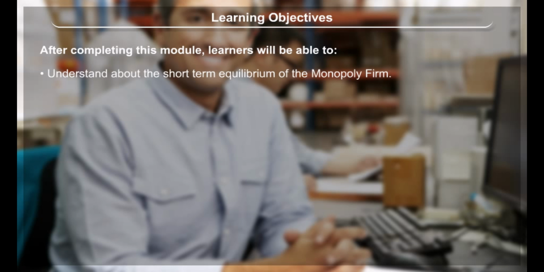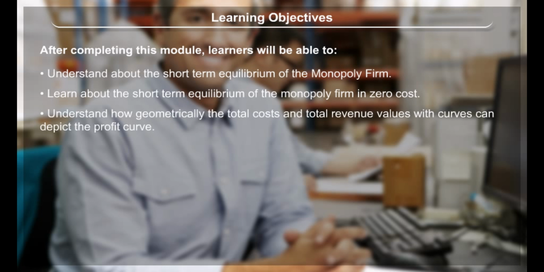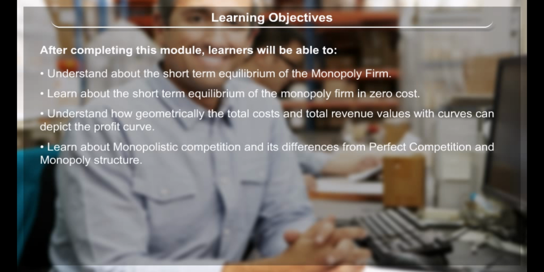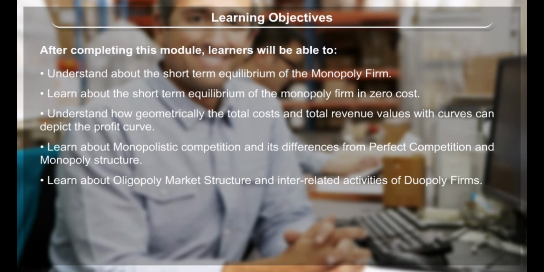Understand the short-term equilibrium of the monopoly firm. Learn about the short-term equilibrium of the monopoly firm in zero cost. Understand how geometrically the total costs and total revenue values with curve can depict the profit curve. Learn about monopolistic competition and its differences from perfect competition and monopoly structure. Learn about oligopoly market structure and interrelated activities of duopoly firms.